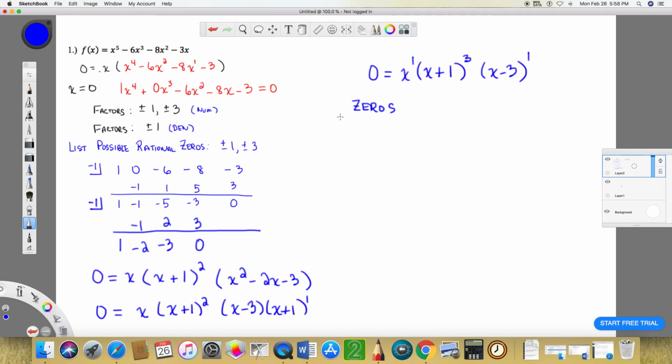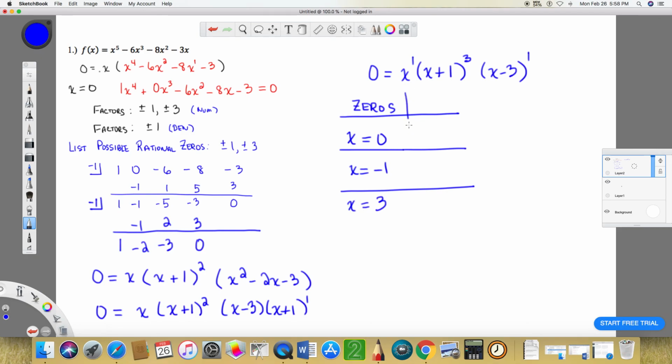The zeros of this function, x equals 0, x equals -1, and x equals 3.